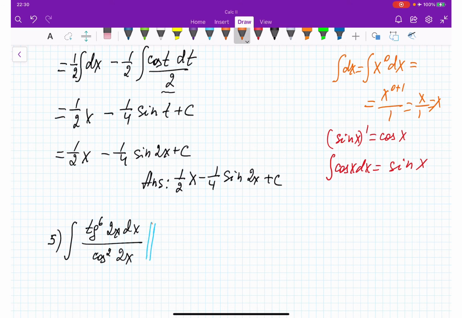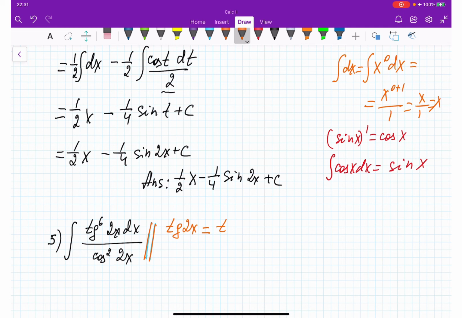Let me use this one color. So tangent of 2x, I'm going to substitute with t. Why did I take the entire tangent of 2x and not 2x? Because I have tangent degree 6. If I would have just tangent of 2x, then it would make sense to take only 2x and substitute it with t. How do you choose which one to substitute? You are looking at which part is not in standard shape, standard form.